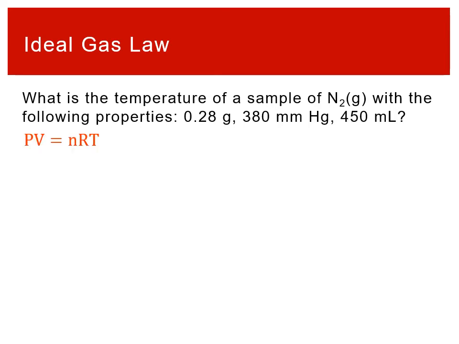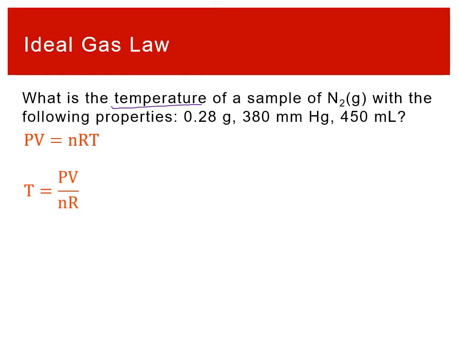So when we look at this, we can see there are a lot of values given to us. What we want is temperature, and we're not given any other temperature value. But we're given a lot of information: we have a mass, a pressure, and a volume. All of those are different aspects of a single state of gas. And so we're going to want to use the ideal gas law here.